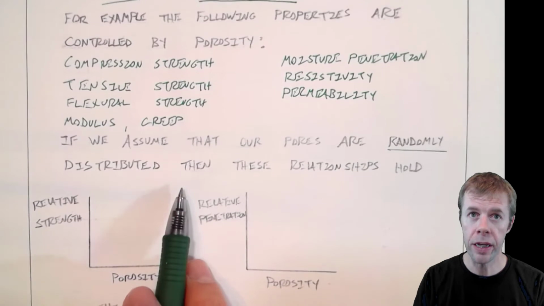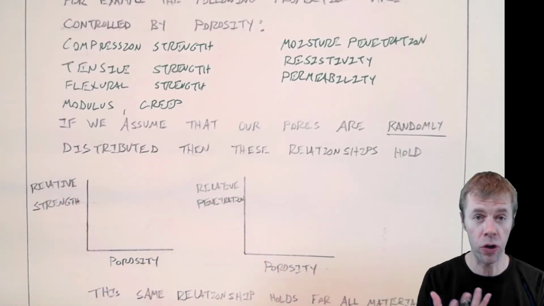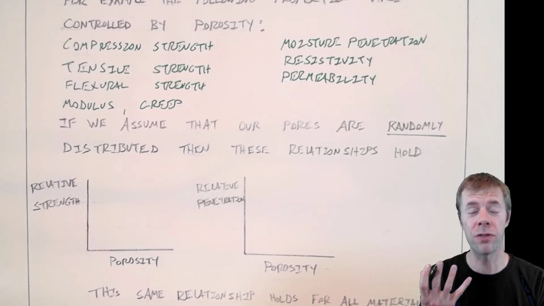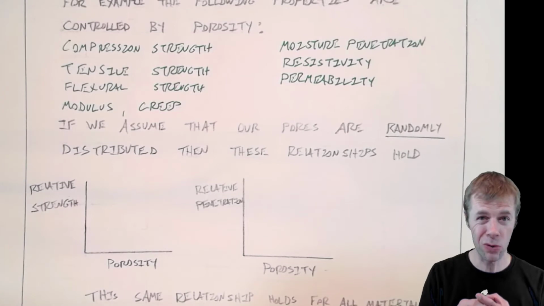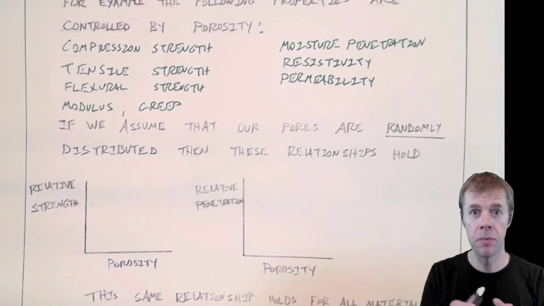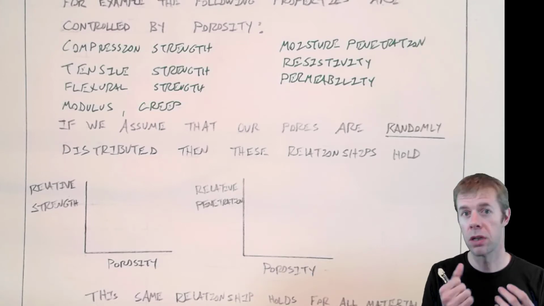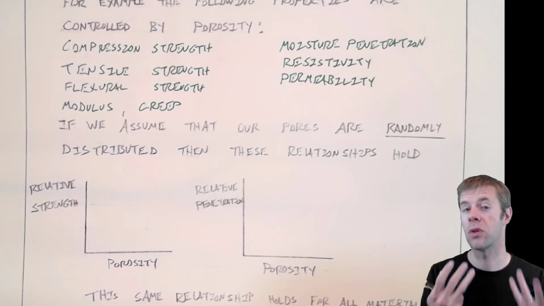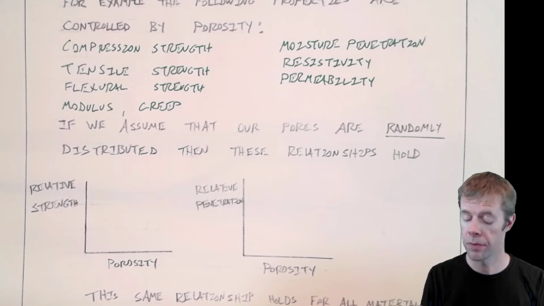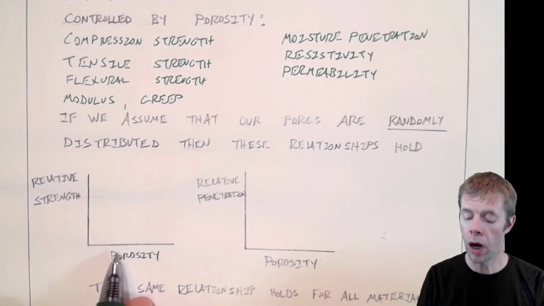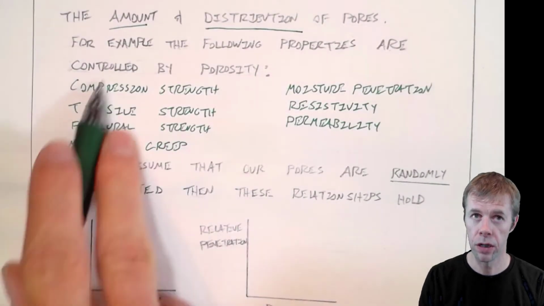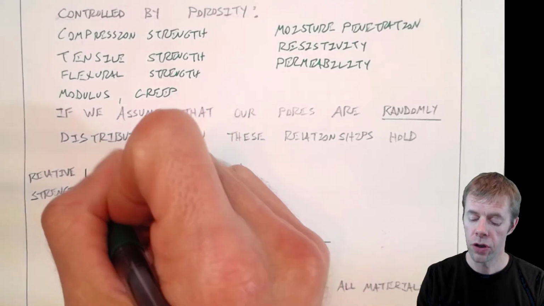If we assume in our material, and this isn't just true for concrete, this is true for all porous materials, and pretty much everything we deal with all around us has pores in it. Metals, not as many pores, but they have some, like teeth and bones, plastics, ceramics, stone, wood, concrete, lots and lots of different stuff has pores in it. And what you'll see is as the pores go up, the relative strength, that has to do with these categories I was talking about earlier, goes down.